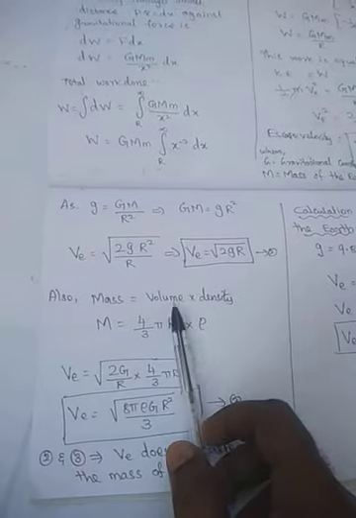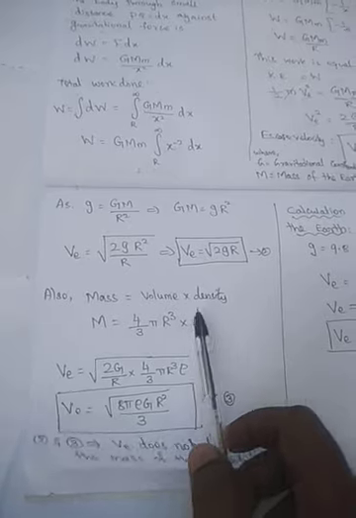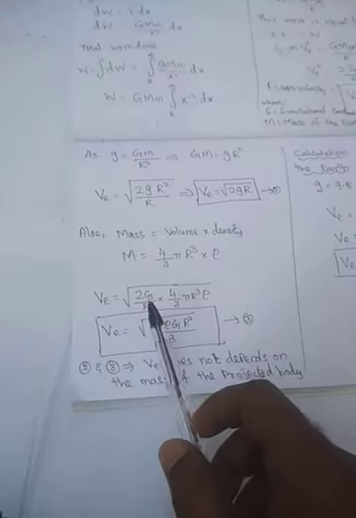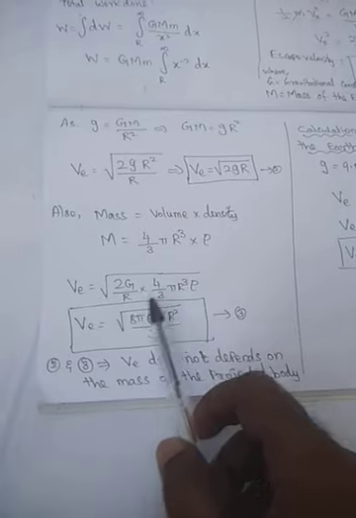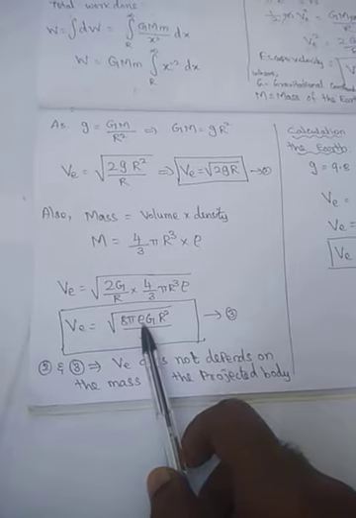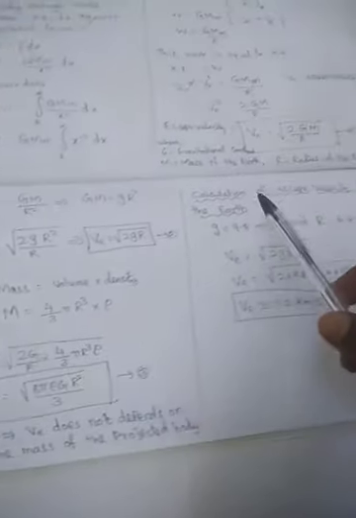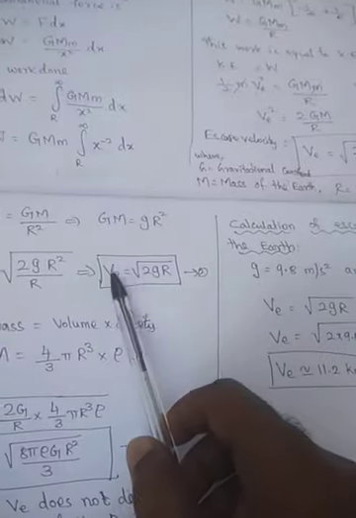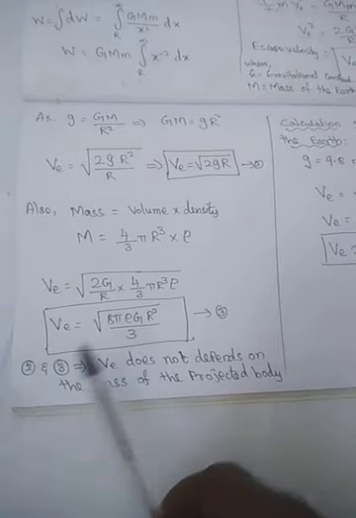Mass is equal to volume into density. So the mass of the earth is 4 by 3 pi r cubed into rho. Substitute this mass in the equation root of 2GM by r. Instead of mass, 4 by 3 pi r cubed rho, and here we get r squared. So we get root of 8 pi rho G r squared by 3. So the escape velocity can be written in three different forms: v equals root of 2GM by r, then root of 2gr, then root of 8 pi rho G r squared by 3.